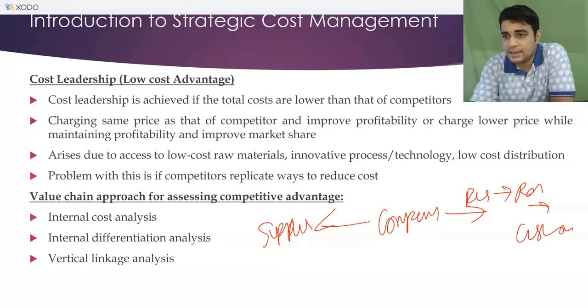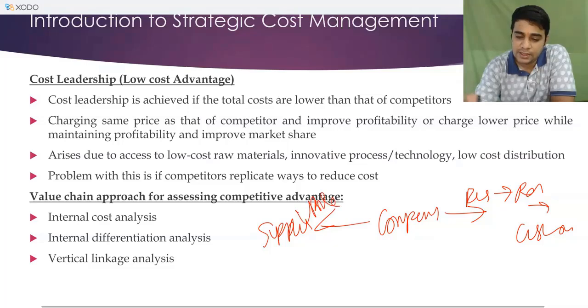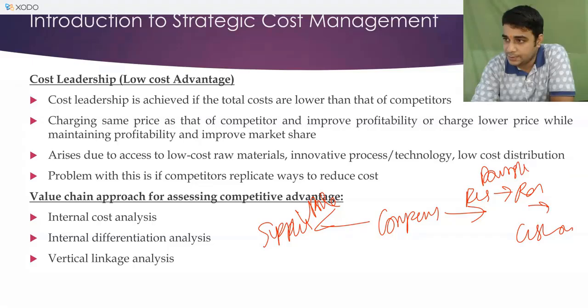Vertical linkage is linking or analyzing how your value chain can be analyzed with the value chain of the people who are there. This is called the upstream value chain, and this is called the downstream value chain. You learn this in a chapter called supply chain management. You are going to analyze both the upstream activities and the downstream activities to see how you can get a competitive advantage, by having a better linkage with your supplier or with your distributor or retailer.